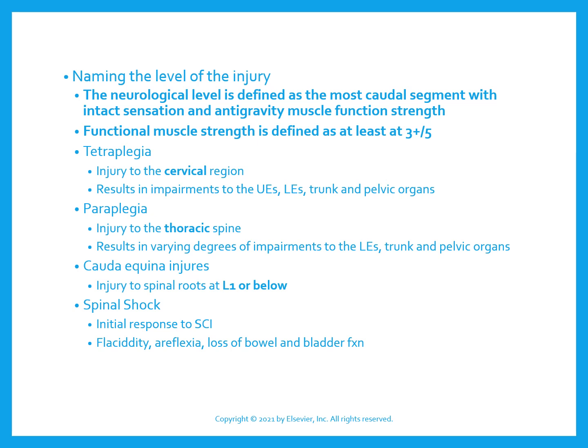So we can define spinal cord injuries based on their presentation, and tetraplegia is going to be injury to the cervical region, which results in impairments in the upper extremities, lower extremities, trunk, and pelvic organs. And comparing that to paraplegia, which is injury to the thoracic spine or lower and results in varying degrees of impairments to the lower extremities, trunk, and pelvic organs. The patient's level of function is going to depend on the level of the injury, and we're going to take a look at that a little bit more in depth in a little bit.